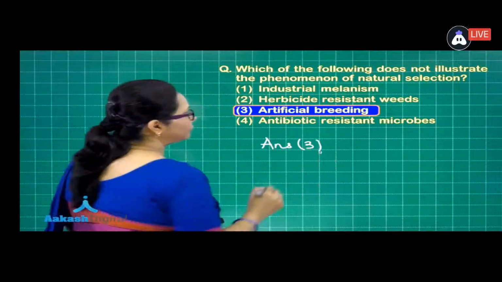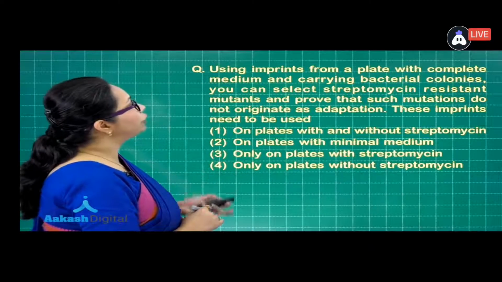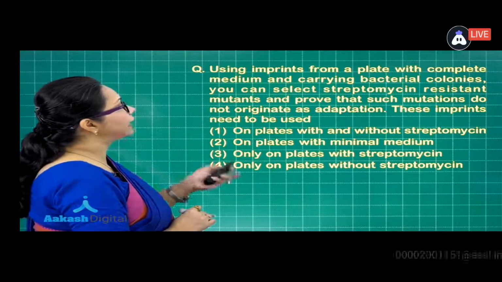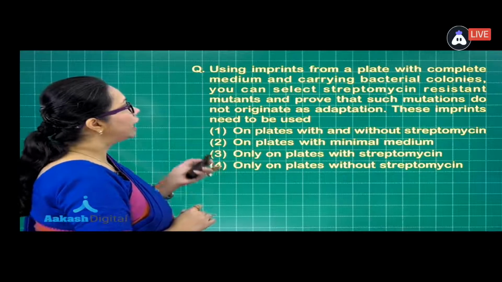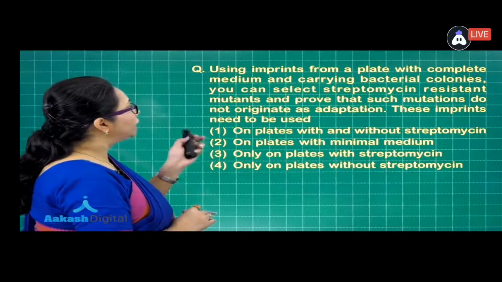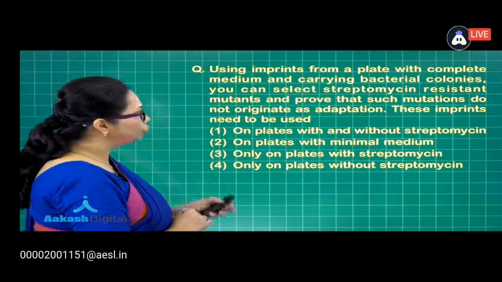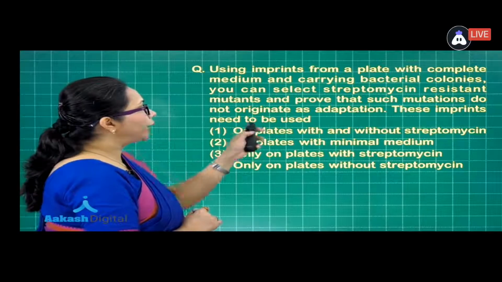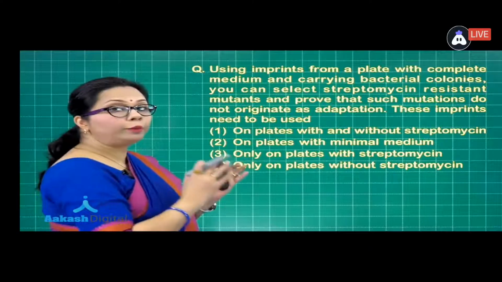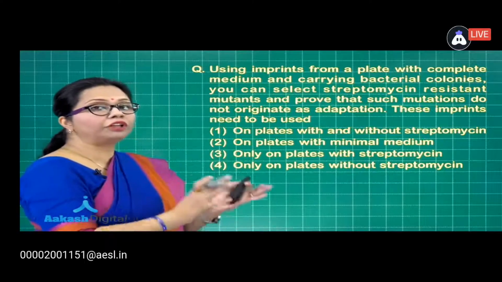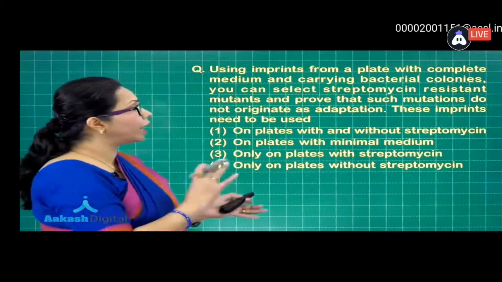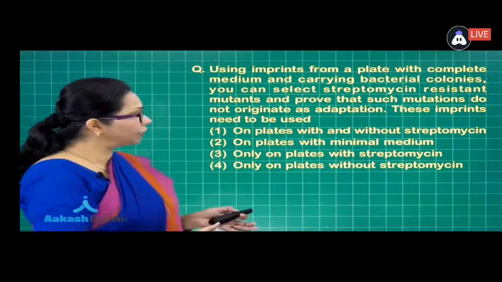So this would be our correct answer, and that is option 3. Now next one, using imprints from a plate with complete medium and carrying bacterial colonies, you can select streptomycin resistant mutants and prove that such mutations do not originate as adaptation. These imprints need to be used on plates with and without streptomycin. So of course we will be creating replica plates, one with the complete medium but without streptomycin or any antibiotic. The other one would be having complete medium and streptomycin.